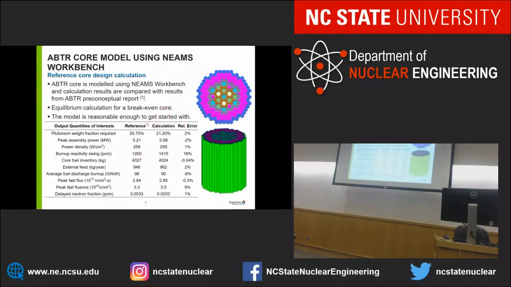Before the optimization, we want to have a reasonable core to start with. So we modeled the core using the NIMS workbench. Here are the calculation results from the model we have, and also the reference calculation results from the preconceptual report. We have several differences, such as a newer version of the core and a newer version of nuclear data, so we don't expect the reference result to exactly match the calculation result from the model. We just want a reasonable core model to get started with for the optimization calculations.